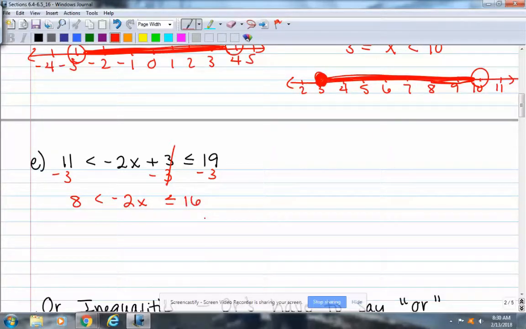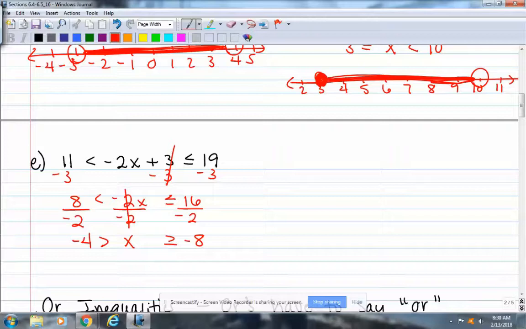Then what do we have to do to everything? Divide everything by negative 2. And since I'm dividing everything by a negative, I have to do what? Flip my symbols. Just make sure you keep the or equal to part where it is. And what is 8 divided by negative 2? Negative 4. X is in the middle. What is 16 divided by negative 2? Negative 8.